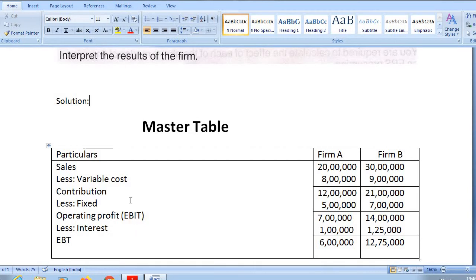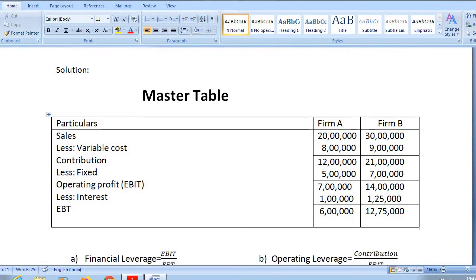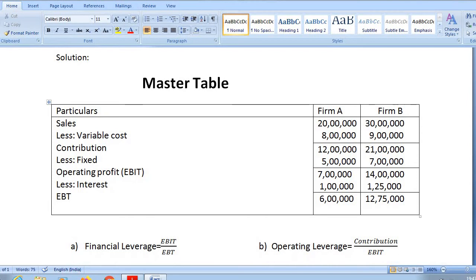Then out of this EBIT, there are two things here: earnings before I and T. I means interest, T means tax. First you need to deduct interest, which is given as 1 lakh and 1 lakh 25,000. So EBT will be 6 lakhs and 12 lakh 75,000. This is the master table. This is enough to calculate the leverages. If you want to continue to calculate EPS, then the master table will continue. Otherwise, we can leave it here itself.